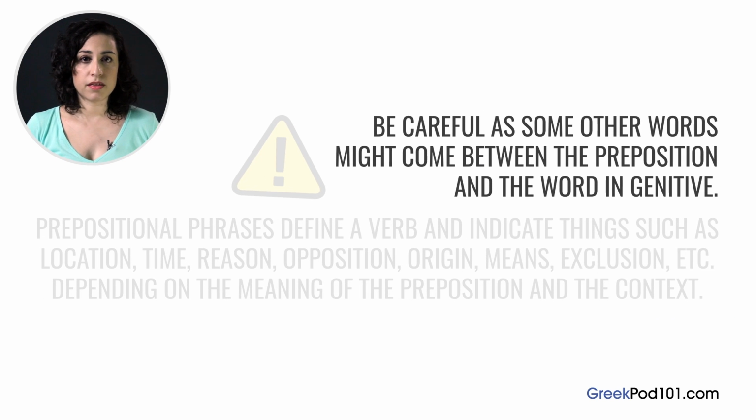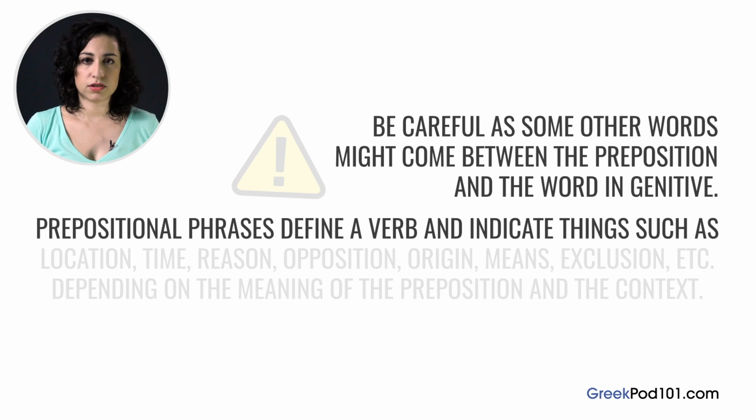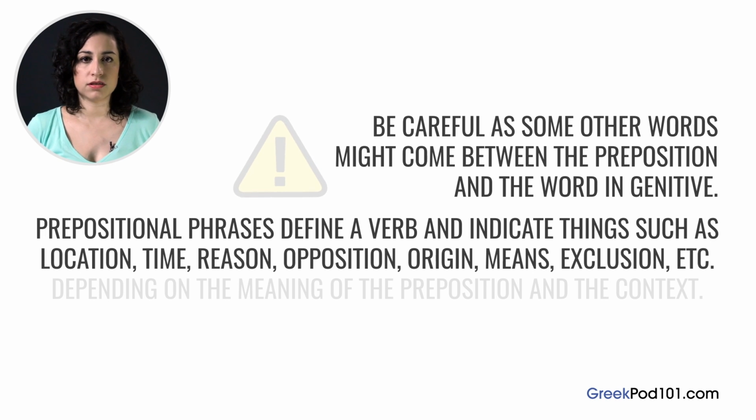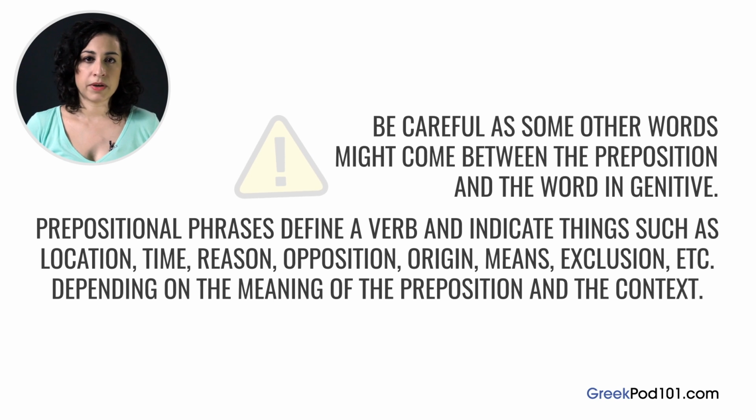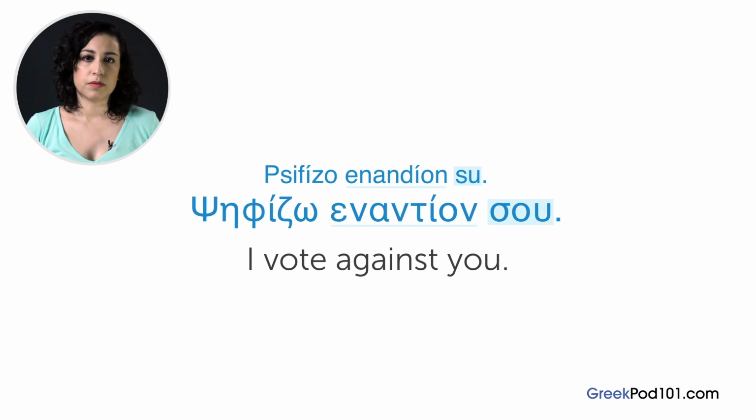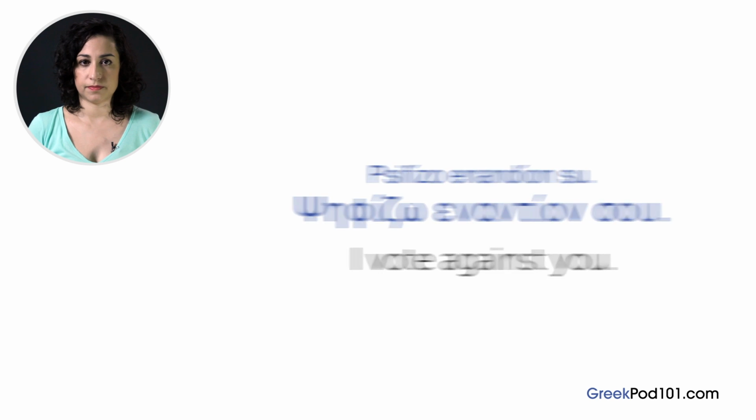Be careful as some other words might come between the preposition and the word in genitive. Prepositional phrases define a verb and indicate things such as location, time, reason, opposition, origin, means, exclusion, etc., depending on the meaning of the preposition and the context. For example, ψηφίζω εναντίον σου. I vote against you. Here we are expressing opposition.